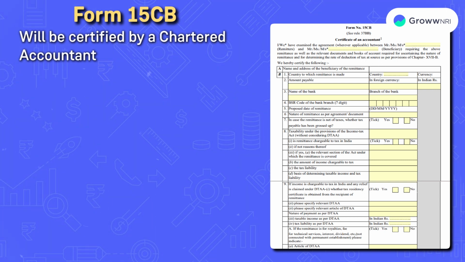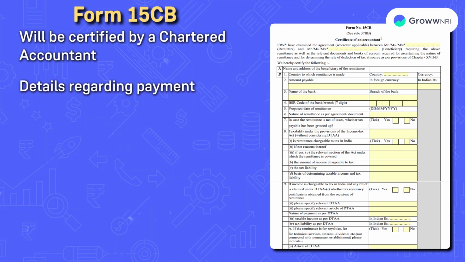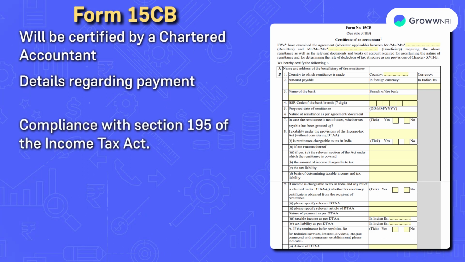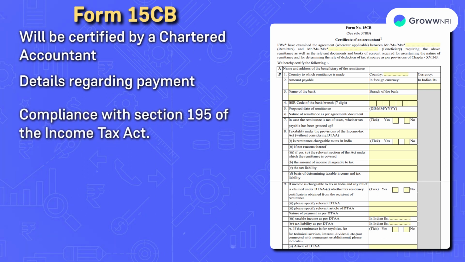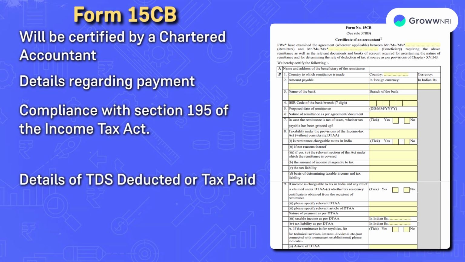The nitty-gritty of Form 15CB includes 1. Details regarding payment. This form spells out all the details about the payment you're making to a non-resident. It's like a financial fingerprint of the transaction. 2. Compliance with Section 195. Now, this is a big deal. It's all about making sure you're following Section 195 of the Income Tax Act, which deals with the deduction of taxes for non-residents.